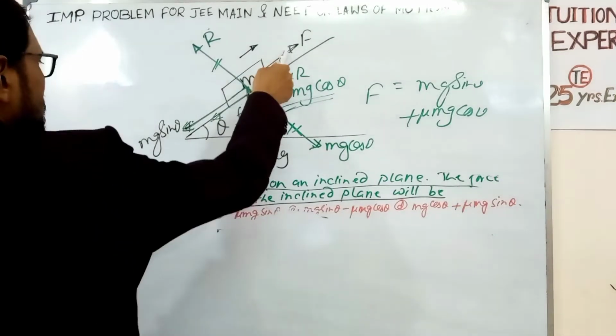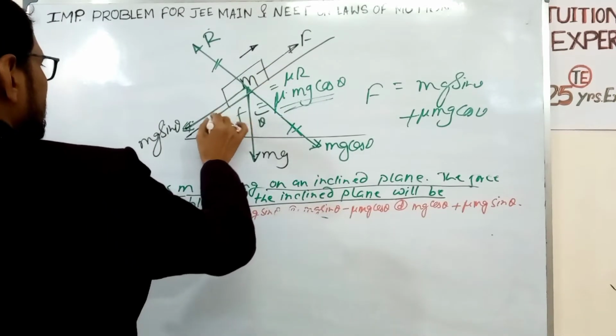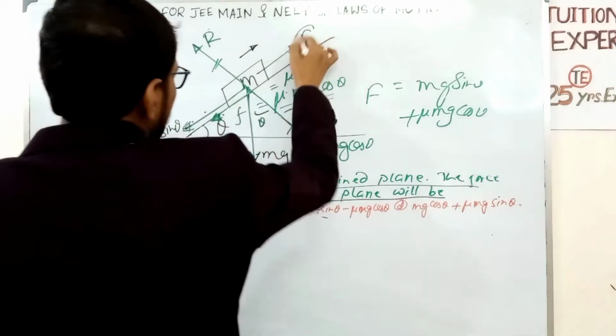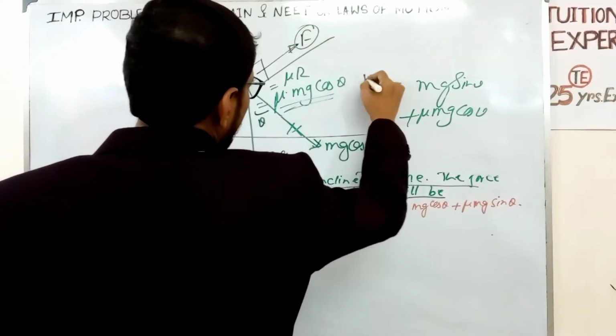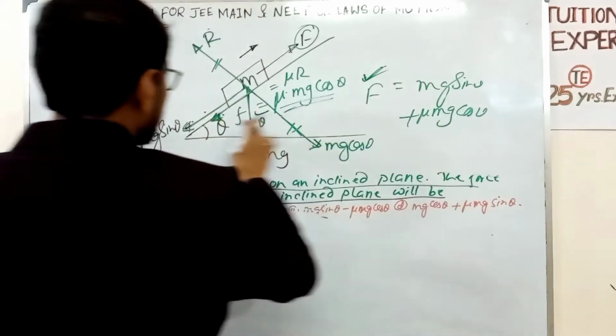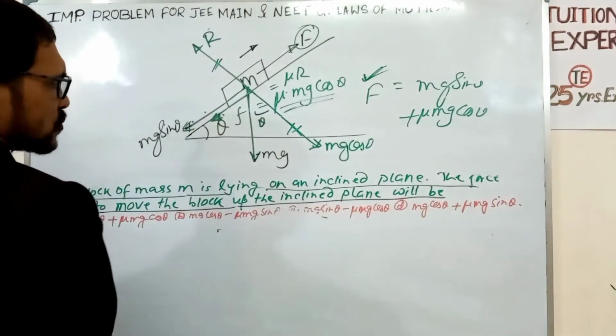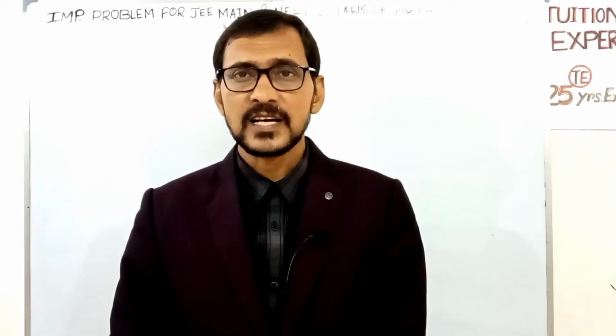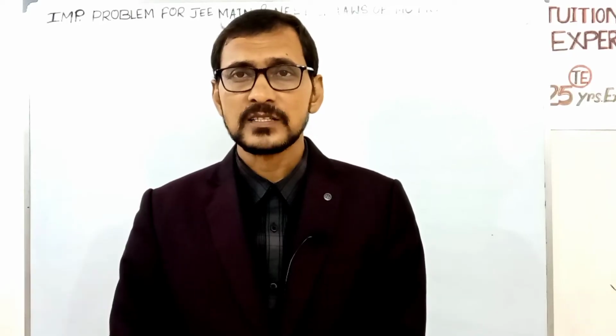So what is the force required? The force required is this plus this. These are the two opposing forces. So the external force applied to move up equals the sum of the two opposing forces, which is mg sin theta plus mu mg cos theta. If students have doubts, they can watch the friction topics, which have been discussed in detail.